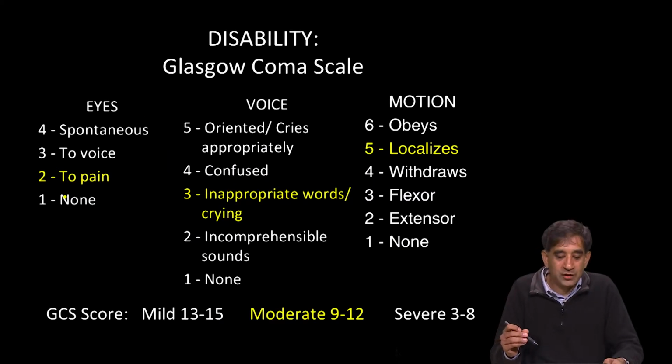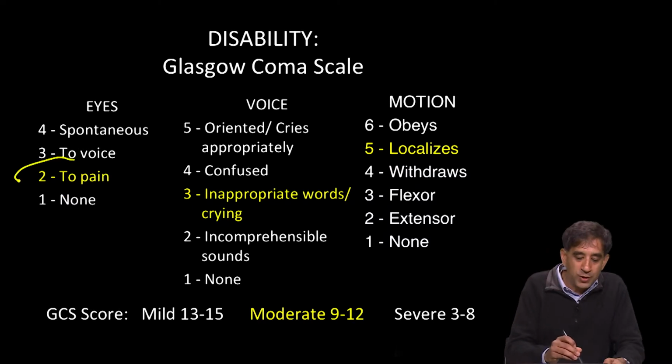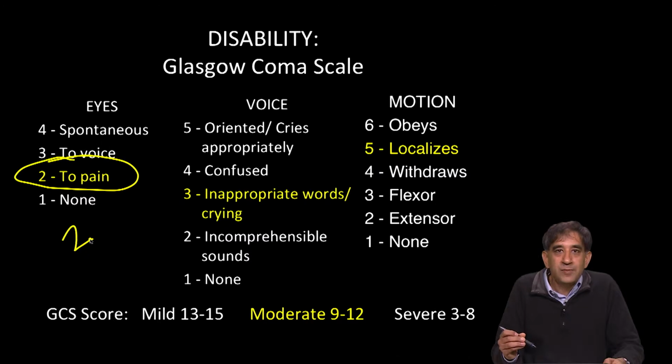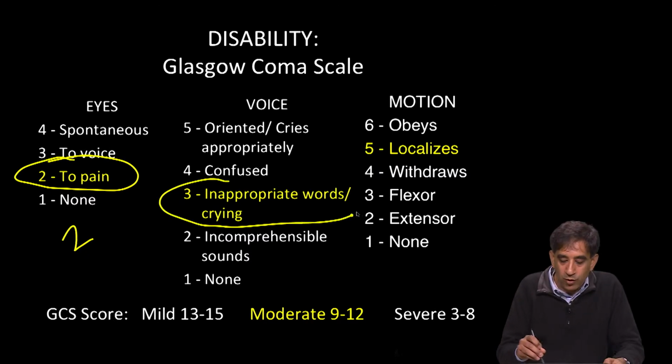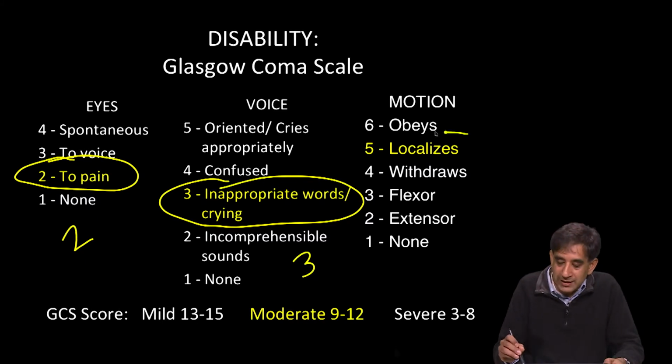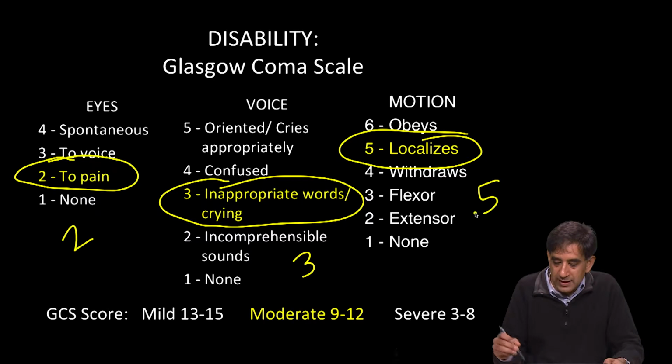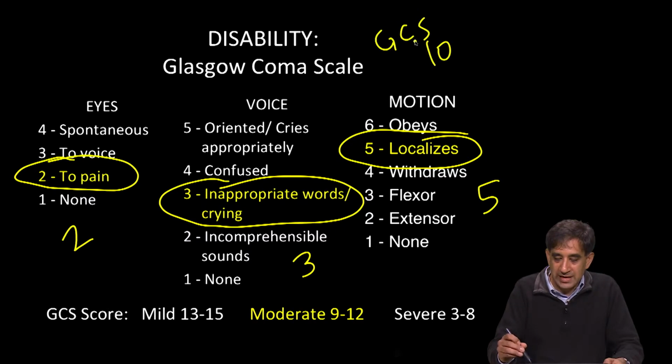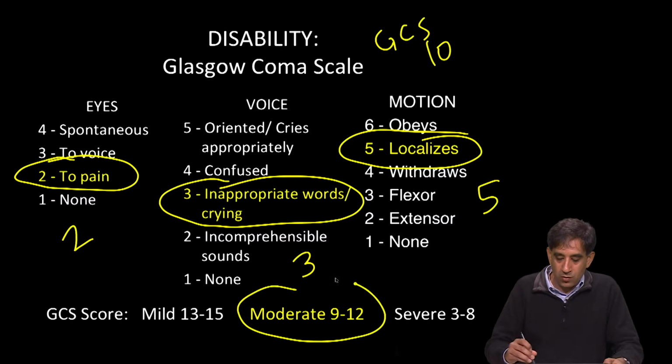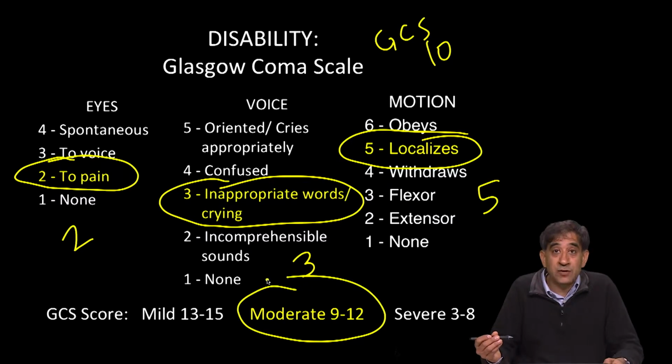Well, here's how we would calculate it. Again, if you open your eyes to a painful stimulus only, you get a 2. This patient was saying help and stop that, so inappropriate words. We give that patient a 3, and then localizing to a painful stimulus is a 5, and when we add that all up, this patient's GCS is 10, which is a moderate head injury.